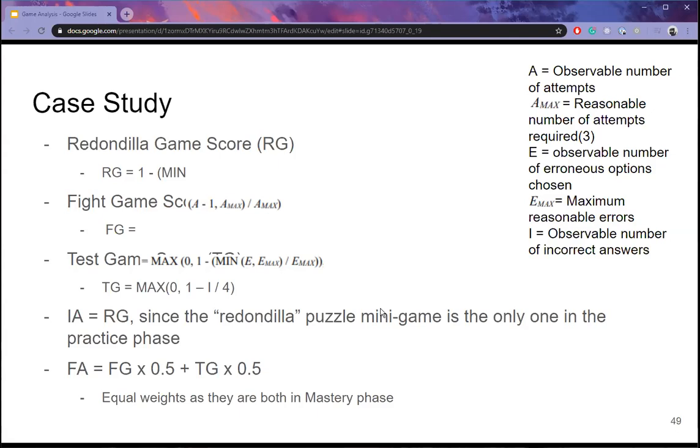And since the Redondilla puzzle is the only initial one, I've got the IA, what that means, but that is the only practice phase. And at the bottom, you can see the final equation, which just means that the different mastery phases were weighted equally. Next slide.